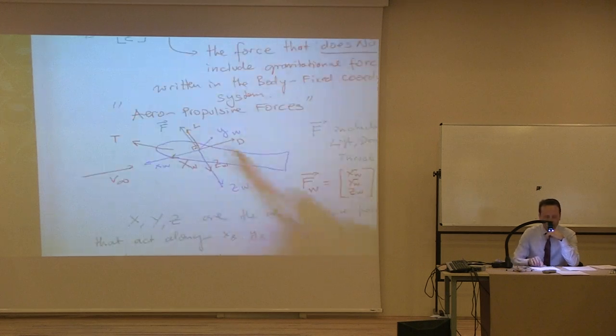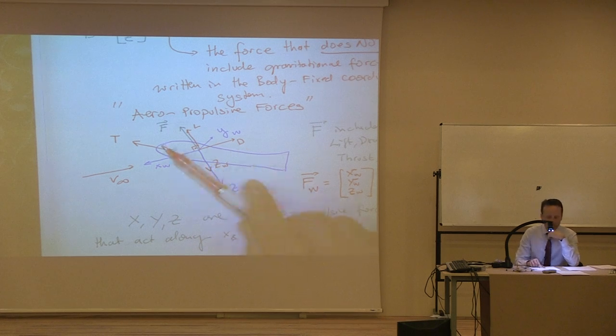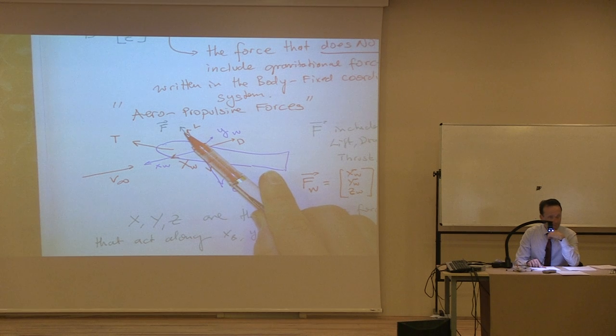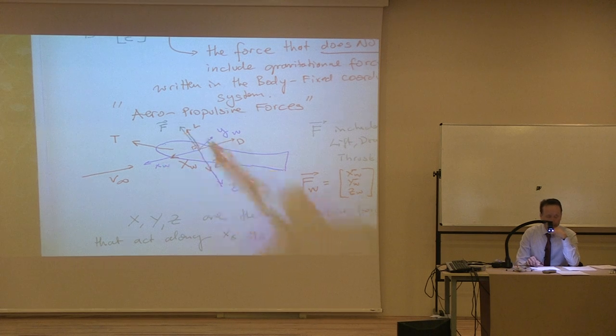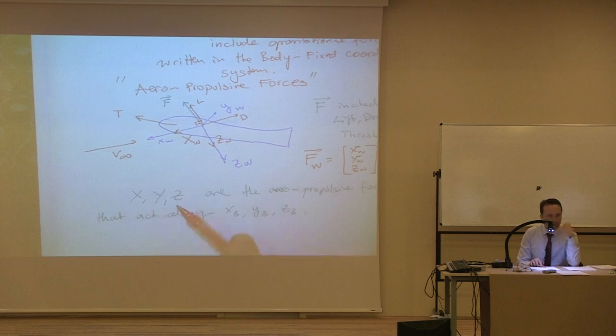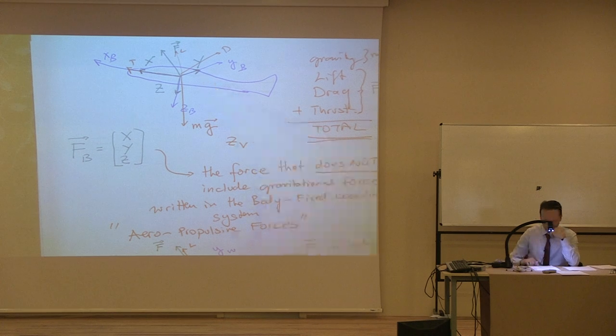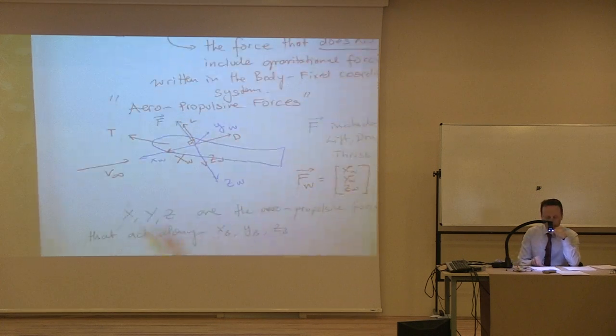The same forces act on that airplane as well. Lift, drag, and thrust. You add them together, you get the same force F. And you can decompose this F in any coordinate system. In this case, I decompose this F into XW, YW, and ZW. Okay? So whenever I say XYZ and don't say anything else, then I definitely mean the one in the body fixed coordinate system. That's what I meant. X, Y, and Z are the aeropropulsive forces that act along XB, YB, and ZB. Good? Yes?